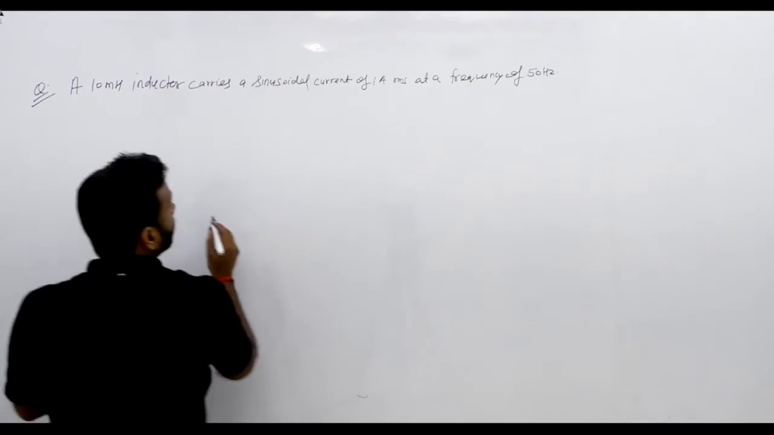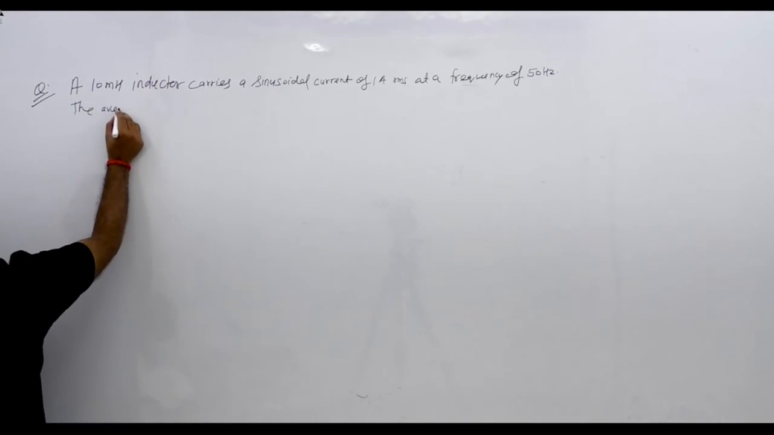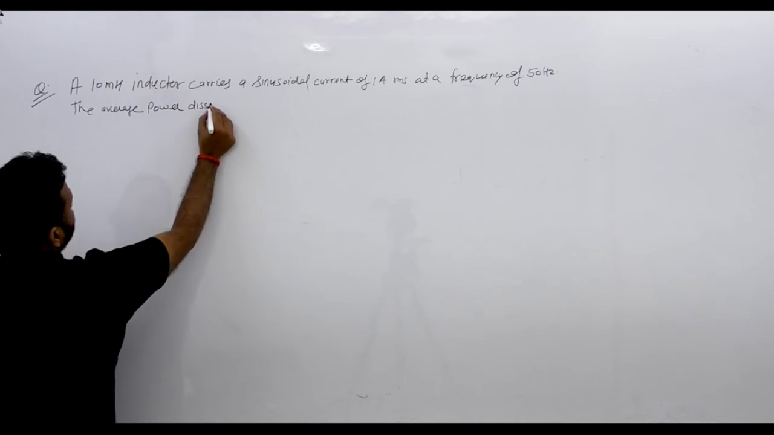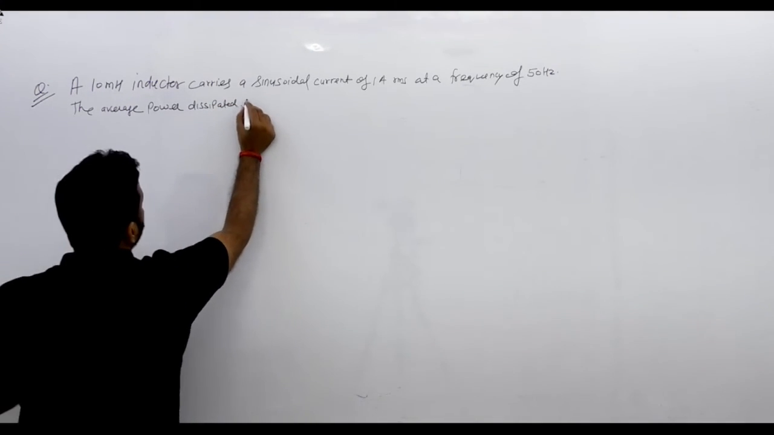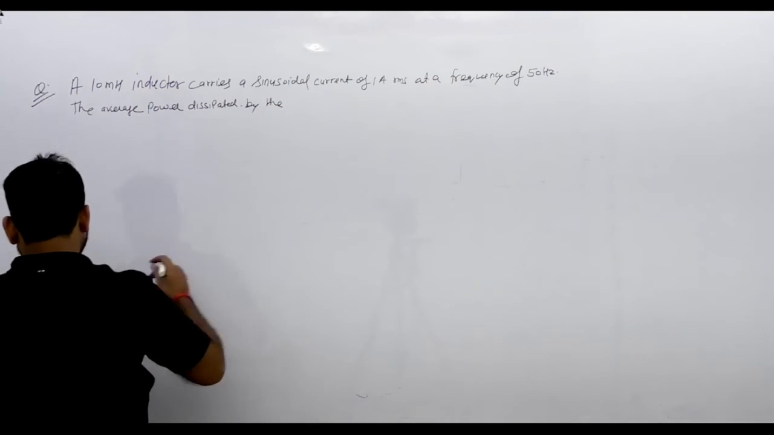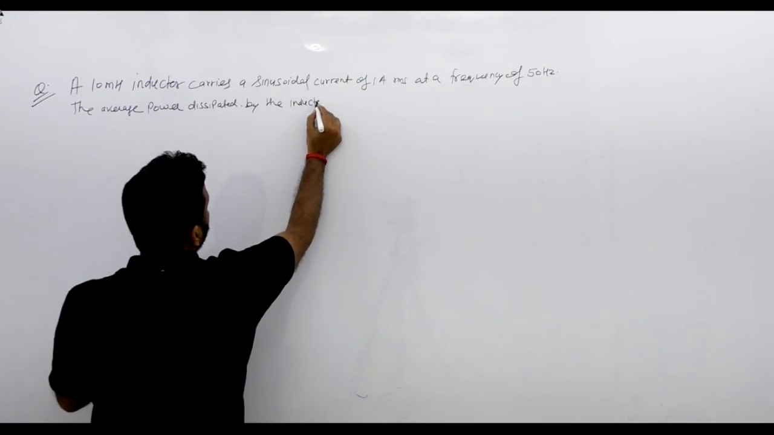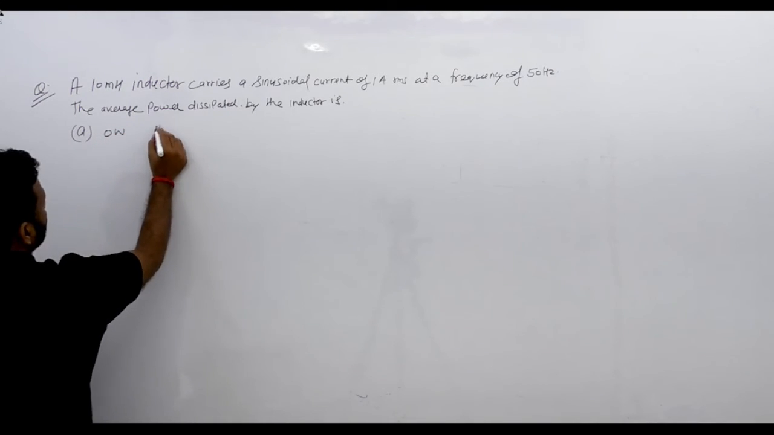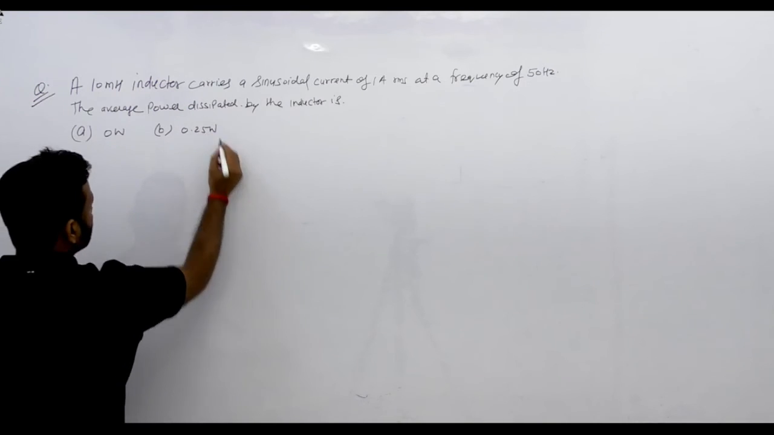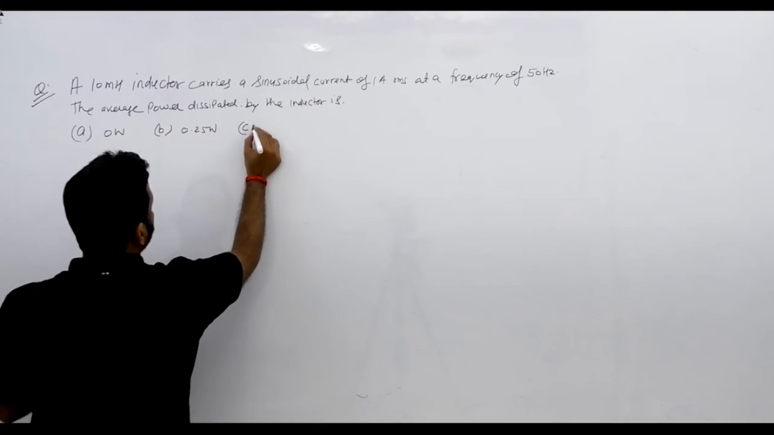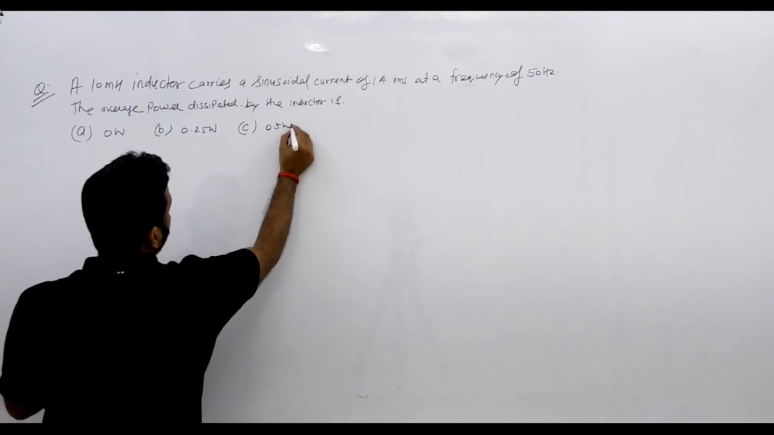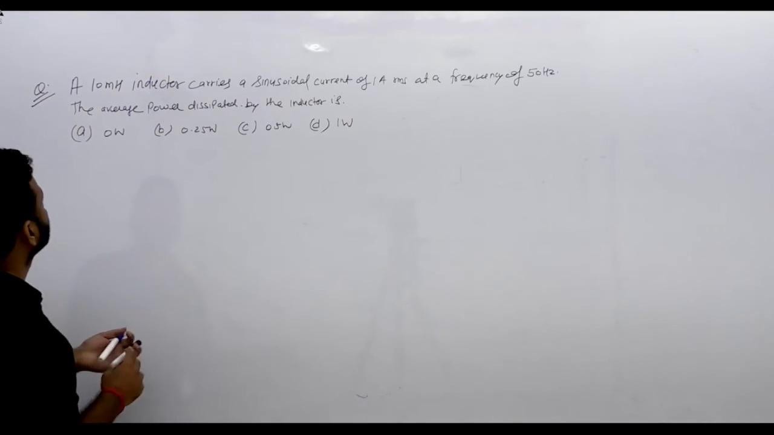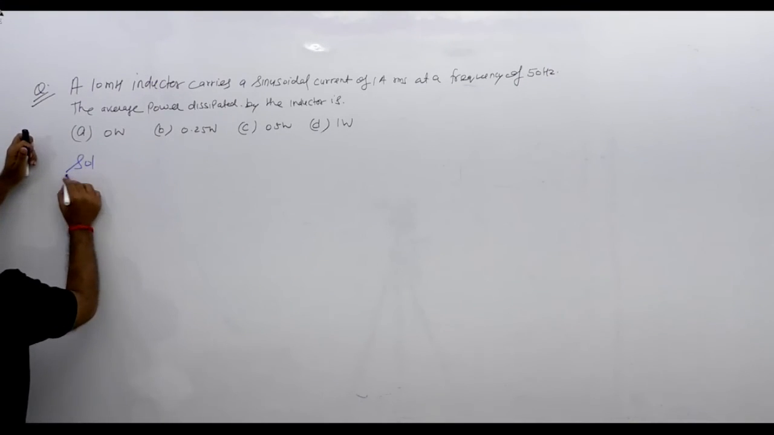Then the average power dissipated by the inductor is, आपके ऑप्शन है 0 वाट. अगला ऑप्शन है आपका 0.25 वाट. अगले ऑप्शन की बात करें तो हमारा ऑप्शन है 0.5 वाट और लास्ट ऑप्शन जो है हमारा वो है 1 वाट. ठीक है, तो देखते हैं ना. सो ए 10 mH. सो सबसे पहले हम लोग डायग्राम ड्रॉ करते हैं इस क्वेश्चन का.